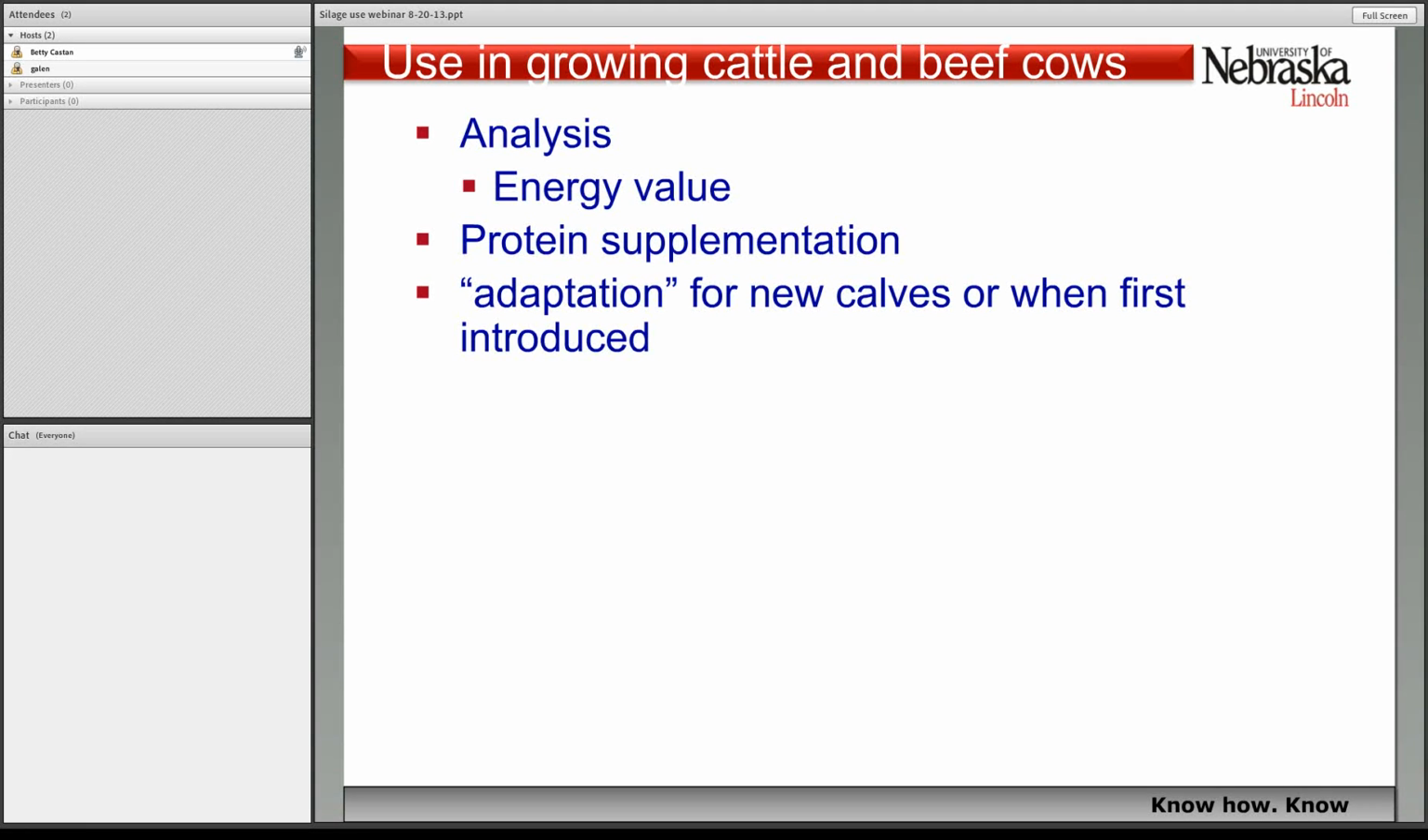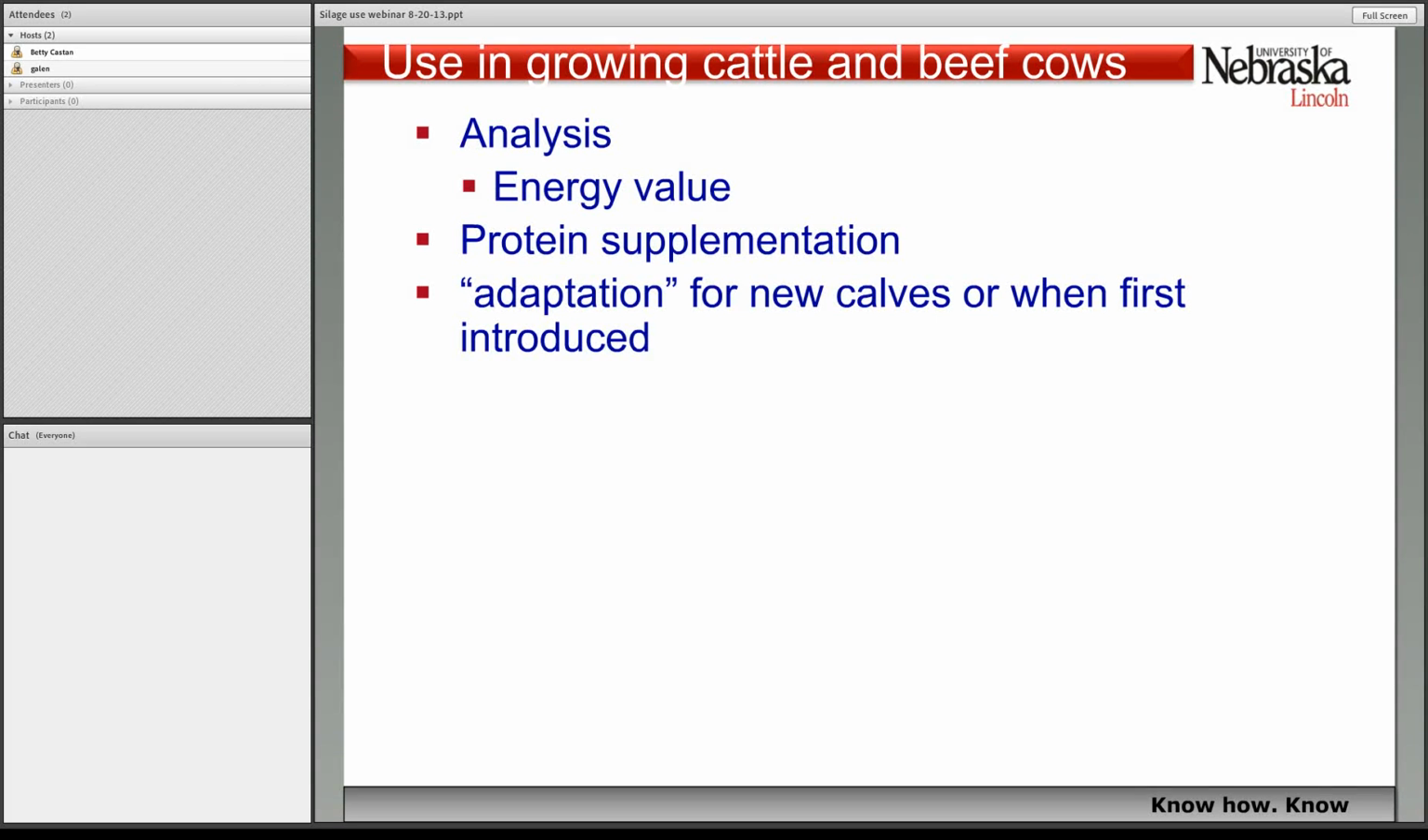And then before I get into a lot more detail, I want to mention that silage is apparently an acquired taste by cattle. So for new calves, I think there's evidence that suggests you want to adapt those new cattle, especially if they're freshly weaned calves. They may not take the silage right away. I don't know if it's because it's a fermented feed or what.